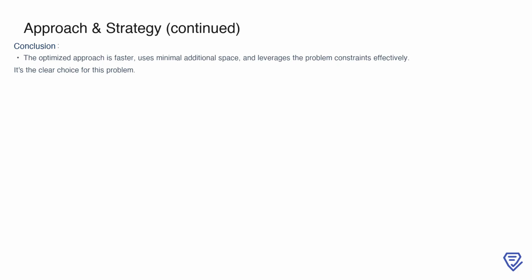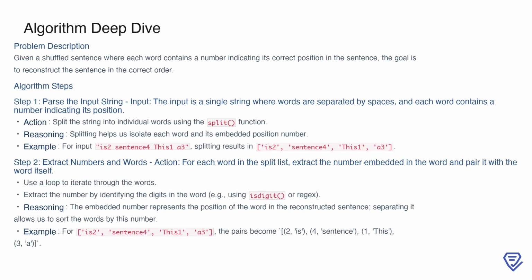The problem involves reconstructing a shuffled sentence where each word contains an embedded number that indicates its correct position in the sentence. To solve this, we start by parsing the input string. The input is a single string with words separated by spaces, and each word has a number embedded within it. The first step is to split the string into individual words using the split function. This allows us to isolate each word, making it easier to work with the numbers and the words separately.